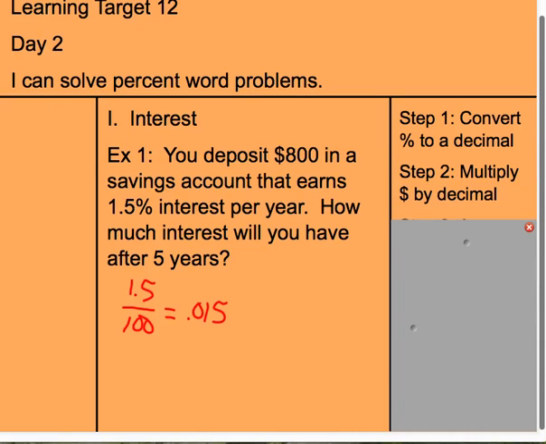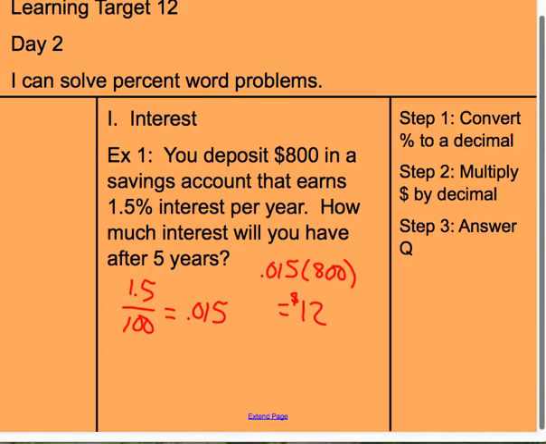Step 2, multiply your money by the decimal. Again, as a reminder, this is the 1 unit you can use a calculator on. I'm sure I did not need to remind you of that. So we take our decimal times the $800, and that gives us $12 per year, the amount of interest that our money earns.